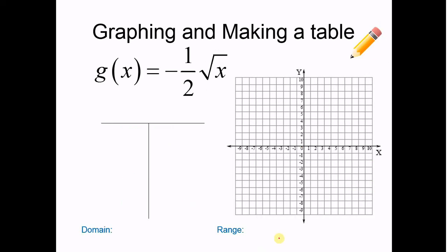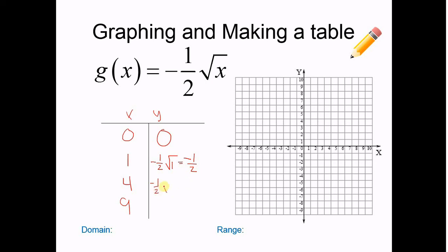Let's try this one. So they say the negative 1/2 square root of x. So I have an x and I have a y. Nothing changed underneath the x. I didn't add or subtract to it. So I just get to use my normal parent table, 0, 1, 4, and 9. The 0 gives me square root of 0, 0, still just 0. Plug in my 1, so I have negative 1/2 square root of 1. Square root of 1 is just 1. 1 times a negative 1/2, well, that's just negative 1/2.